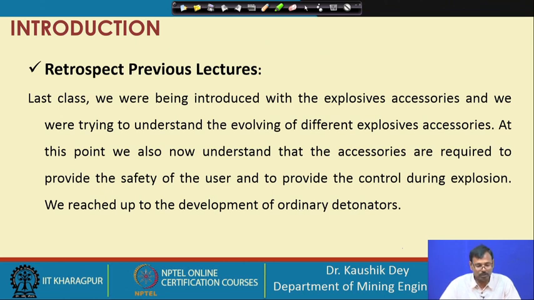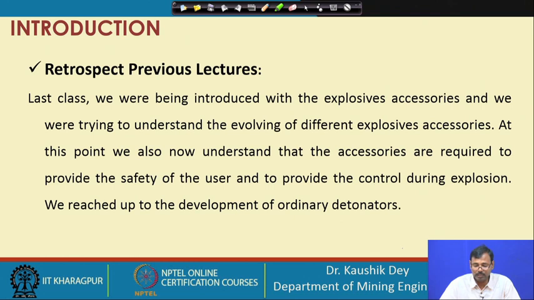At this point we also understand that the accessories are required to provide safety to the user, because nitroglycerin was very dangerous. As this is a high explosive, if someone tries to explode it while in close proximity, the environment becomes unsafe for him. So, for personal safety it is required to explode the explosive remotely, and for that the detonator was the essential requirement for development.